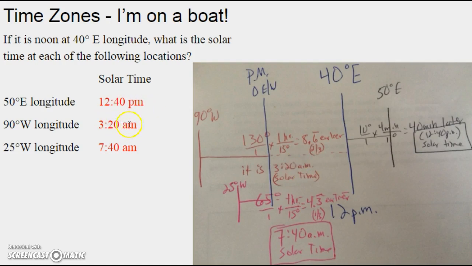So 3:20 a.m. is the proper time. And remember, because it's west, it's going to be earlier. It has not had the noon sun yet. It's awaiting the noon sun. The sun would still be rising.